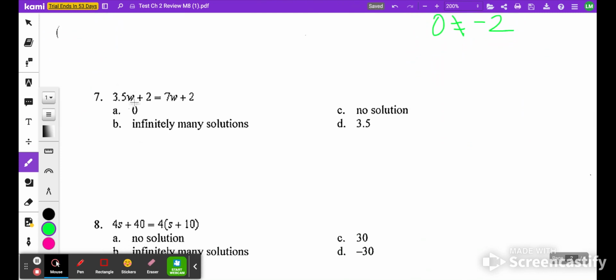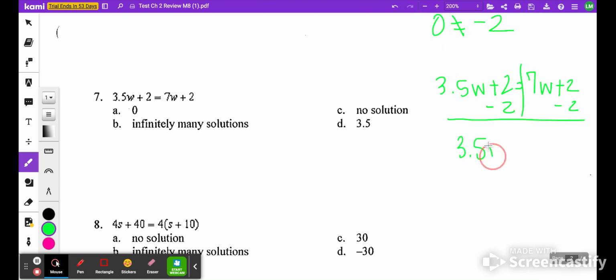The next one, I have 3.5w plus 2 is equal to 7w plus 2. So I'm going to rewrite that over here. Is equal to 7w plus 2. I'm going to go ahead and subtract 2 from both sides. So I get 3.5w is equal to 7w. And again, if I try to divide this by 7, I'm not going to get the same number here. I'm going to get 1/2 is equal to w. So I'm thinking this one would be no solution.